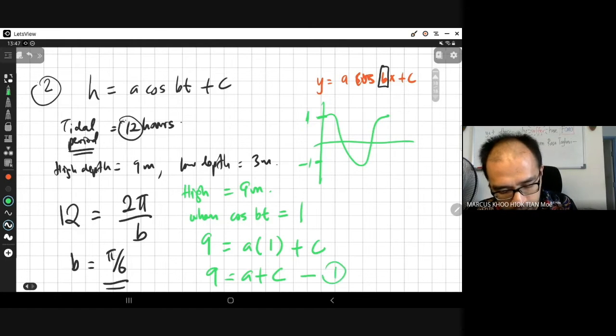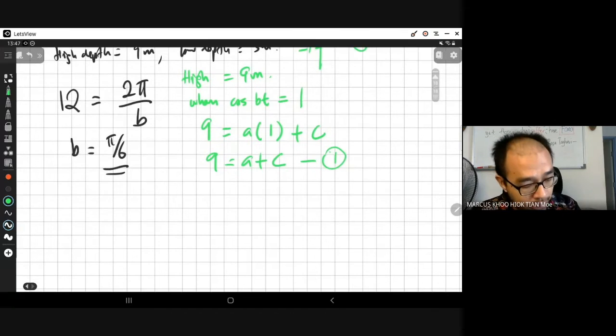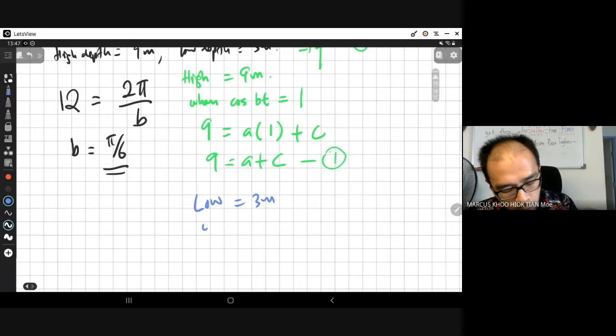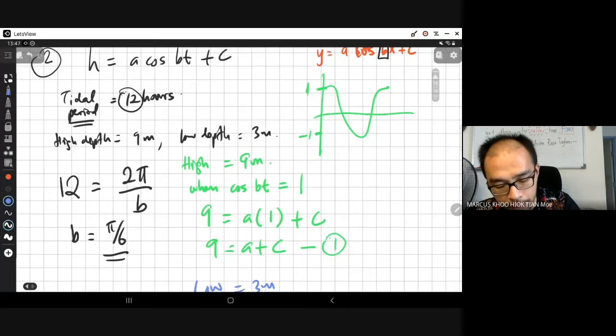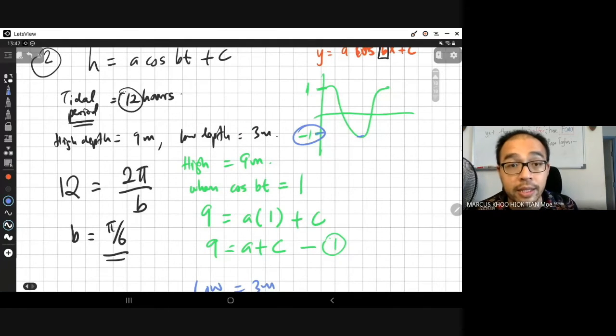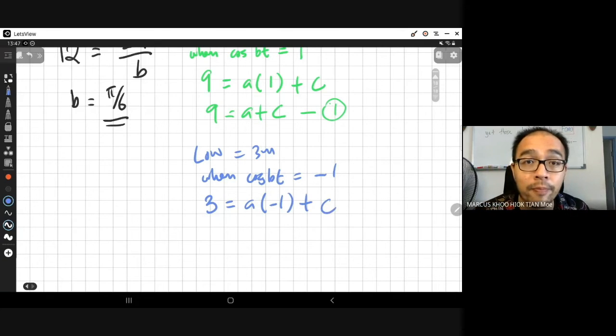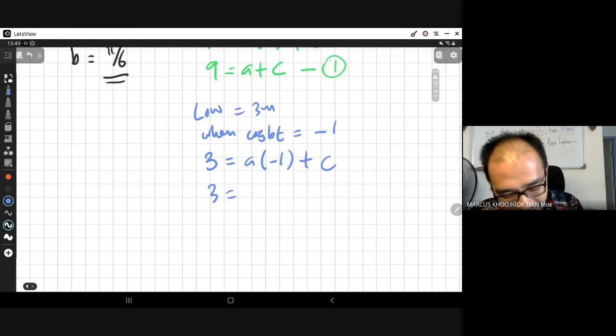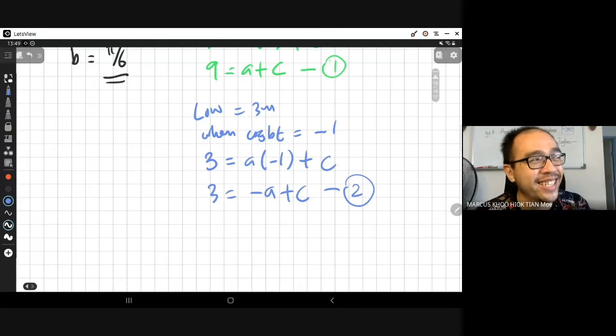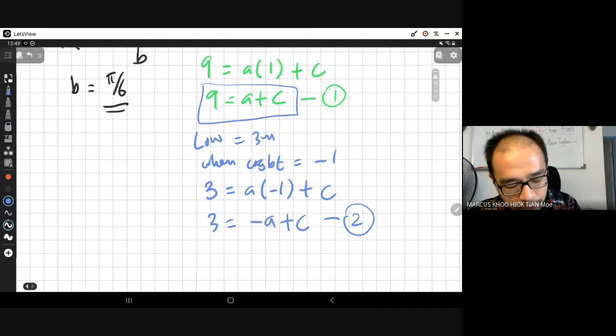That is the first equation. Let's look at the second equation. The second equation will be low. Low is at 3 meters when cos BT equals, take a look at our cos graph, the lowest is -1. So low is when cos BT equals -1. So the low is 3 equals A times -1 plus C, which gives 3 equals -A plus C. So we have the second equation.